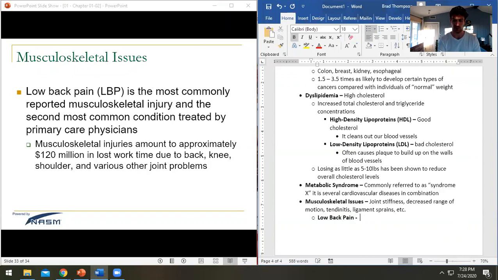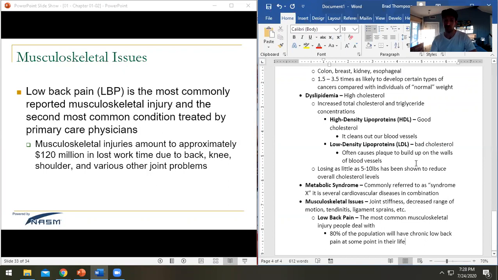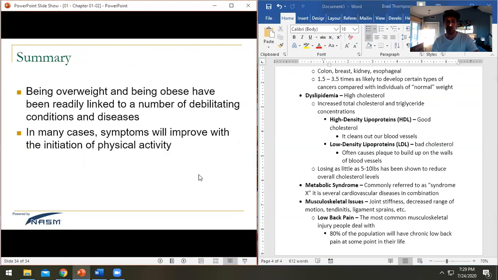The most common musculoskeletal injury people deal with: 80% of the population will have chronic low back pain at some point in their life. 80% of all people. That is a lot. It's about $120 million in lost revenue every year. There's a lot of reasons to get rid of all this stuff.